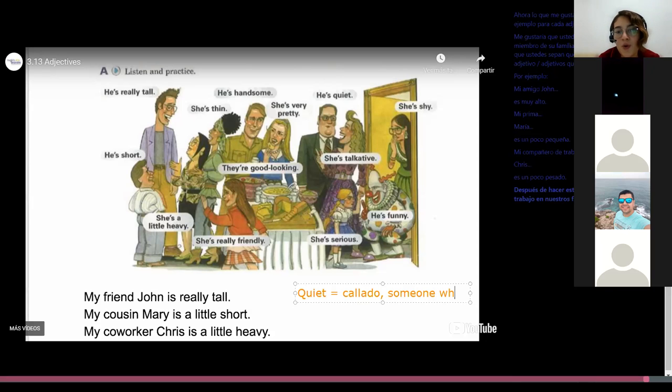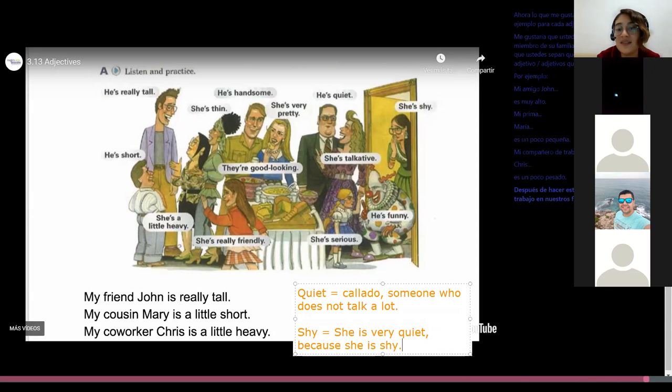Quiet. Someone who does not talk a lot. Alguien que no habla mucho. And shy. Podríamos decir que alguien que es shy es quiet, right? So she is very quiet because she's shy. Ella es callada porque es penosa.